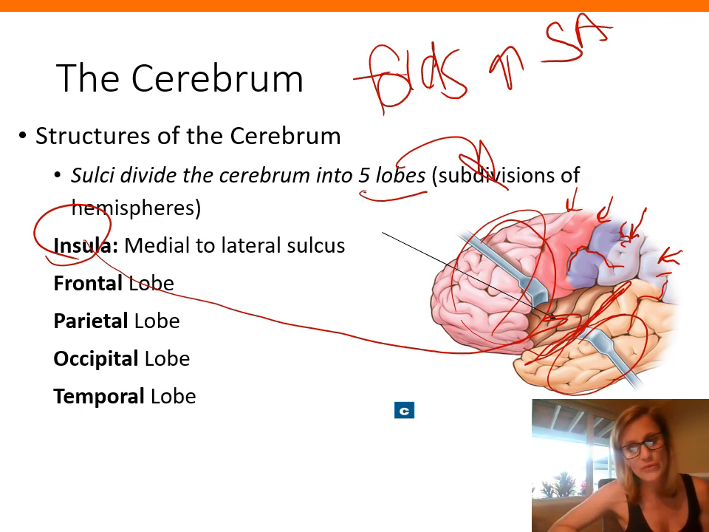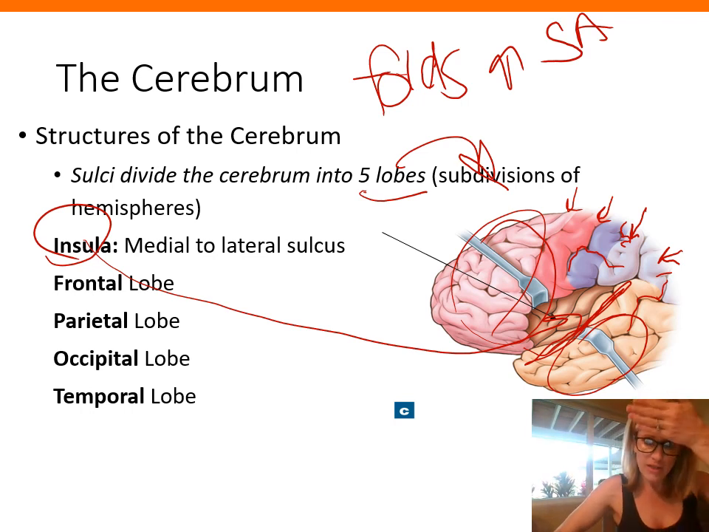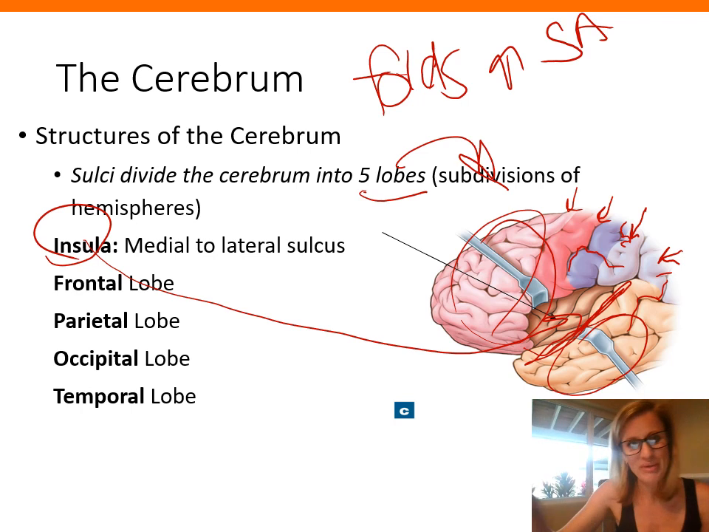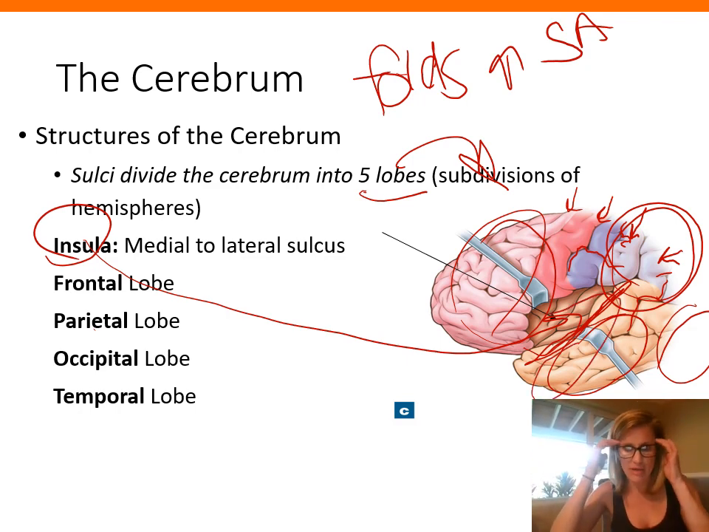The other lobes are really easy if you remember your bones or your regions. In the front is the frontal lobe. Then behind that is the parietal lobe back here. The occipital lobe is going to be in the very back, and then the temporal lobe again is going to be under the temporal bone.